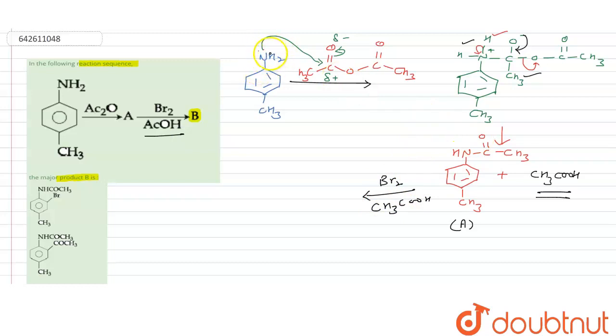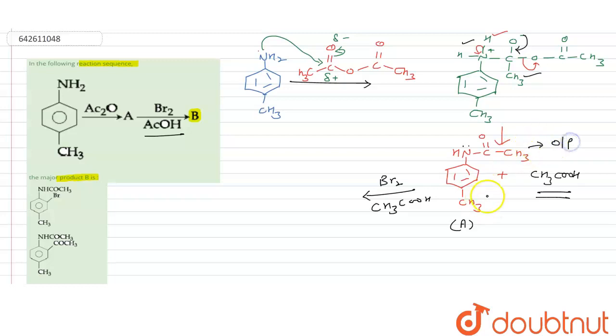So that means it is ortho and para directing. This is also a weakly activating group, because the lone pair on nitrogen will go to two sides: it can go towards the carbonyl and it can go towards the benzene. So its activating power decreases due to this carbonyl group, which means it becomes weakly activating, although it is ortho and para directing.